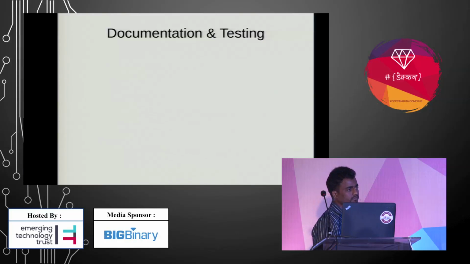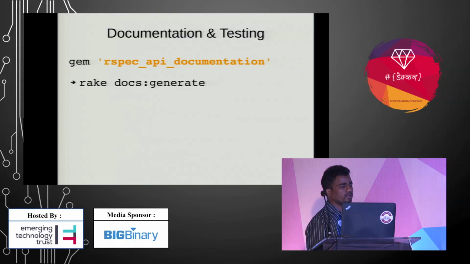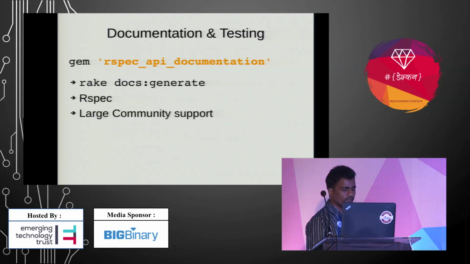For documentation, there is one gem, rspec_api_documentation, which is very widely used for documenting your APIs. It lets you generate API documentation using a simple rake command, and it offers developers a way to test your APIs. While testing and writing acceptance tests, it generates a document for your APIs. So testing and documentation generation happen at the same time. That is the main advantage of this gem, which also has large community support.